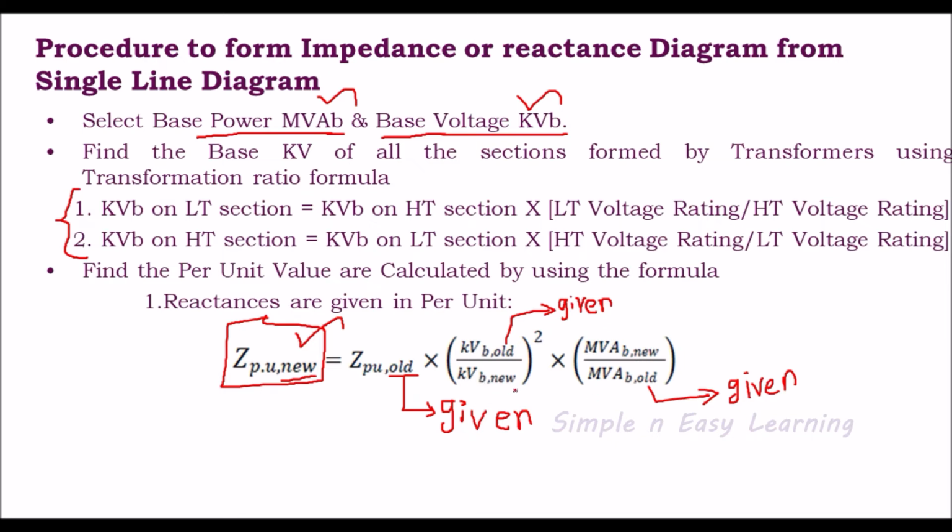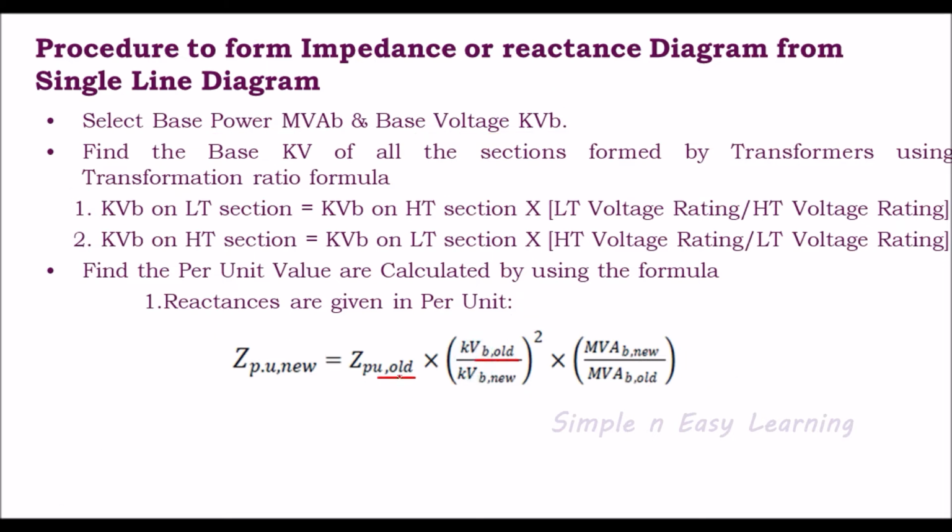So easily you can remember this formula, and it's a very important formula. Z per unit new equals Z per unit old into old divided by new the whole square, that is kV, and here it is reciprocal, that is new divided by old, that is MVAB. So easily you can remember it: new equals old into (old by new) whole square into new by old. Like that you can remember it. So per unit values can be calculated using this formula.